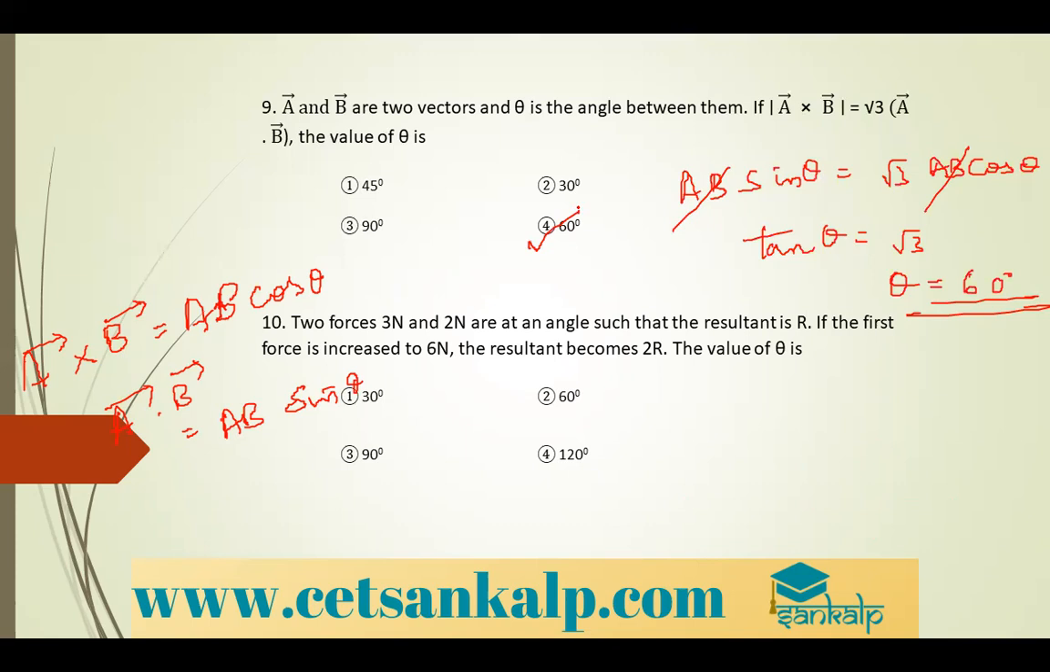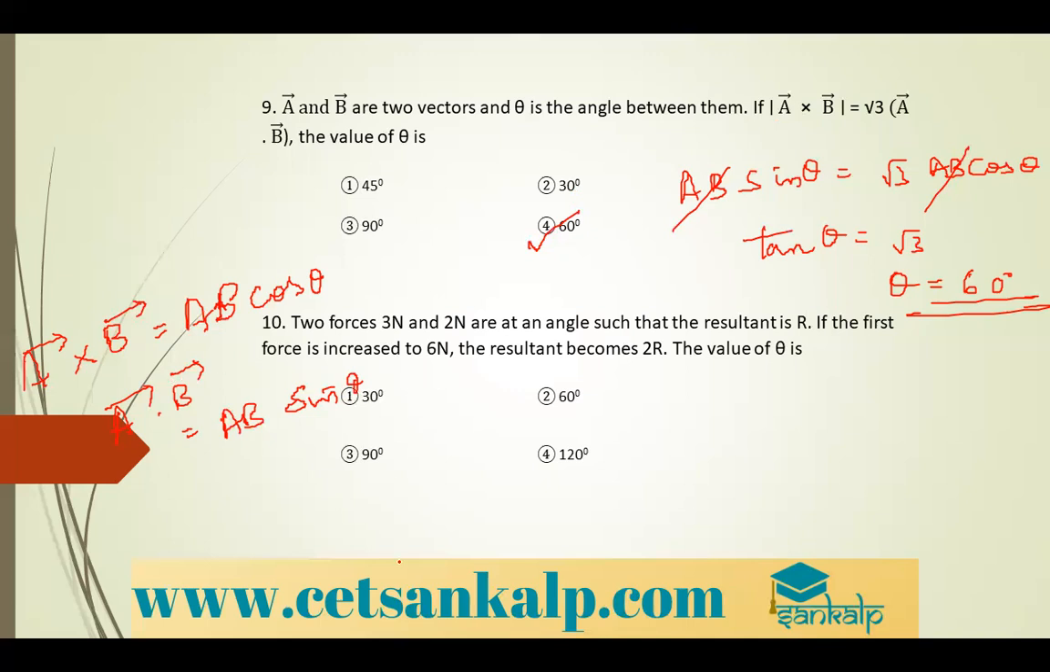Okay. So the next problem is: two forces 3 Newton and 2 Newton are at an angle such that the resultant is R. If the first force is increased to 6 Newton, the resultant becomes 2R. The value of theta is? So now basically you have to find the value of theta. Based on this, we are going to consider two cases.